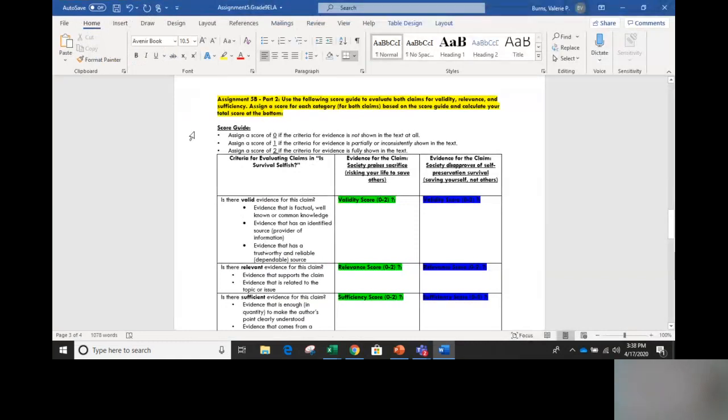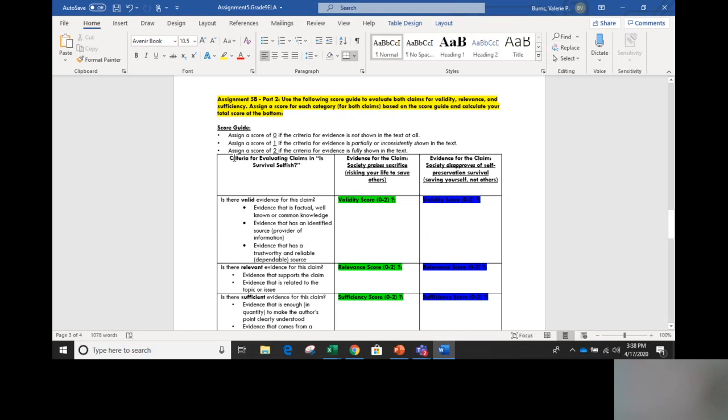Use the following score guide to evaluate both claims for validity, relevance, and sufficiency. So valid means, does it make sense? Is it relevant? Is it sufficient? Assign a score for each category for both claims based on the score guide and calculate your total score at the bottom. Score guides. Assign a score of 0 if the criteria for evidence is not shown in the text at all. Assign a score of 1 if the criteria for evidence is partially or inconsistently shown in the text. Assign a score of 2 if the criteria for evidence is fully shown in the text.